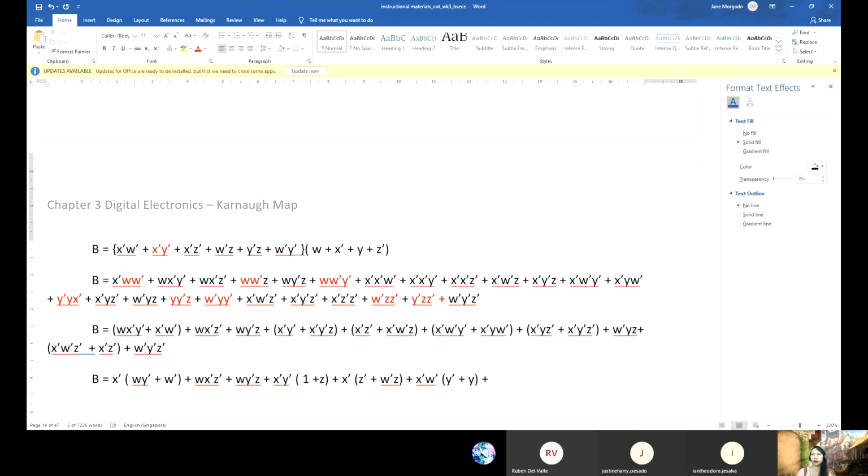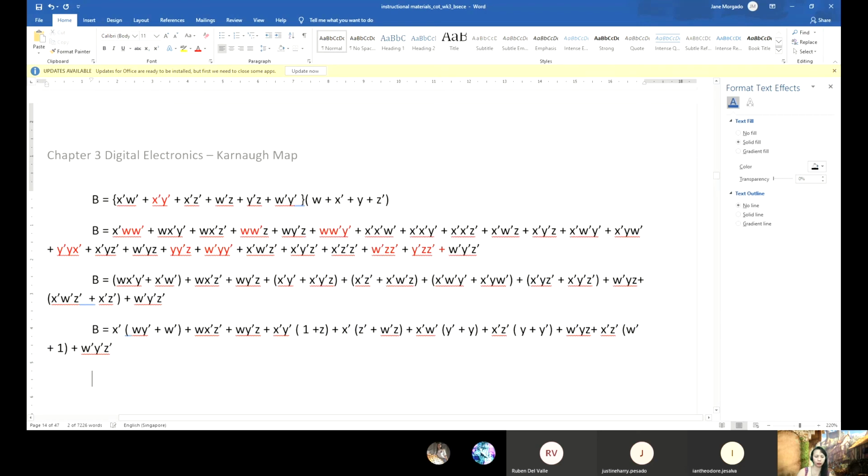Plus, how about here? X prime z prime, y plus y prime. Okay, copy muna natin to. Then next, we have factor out x prime z prime here. X prime z prime, factor out w prime plus 1. Okay. And then we have copy. Copy nito. W prime, y prime, z prime.